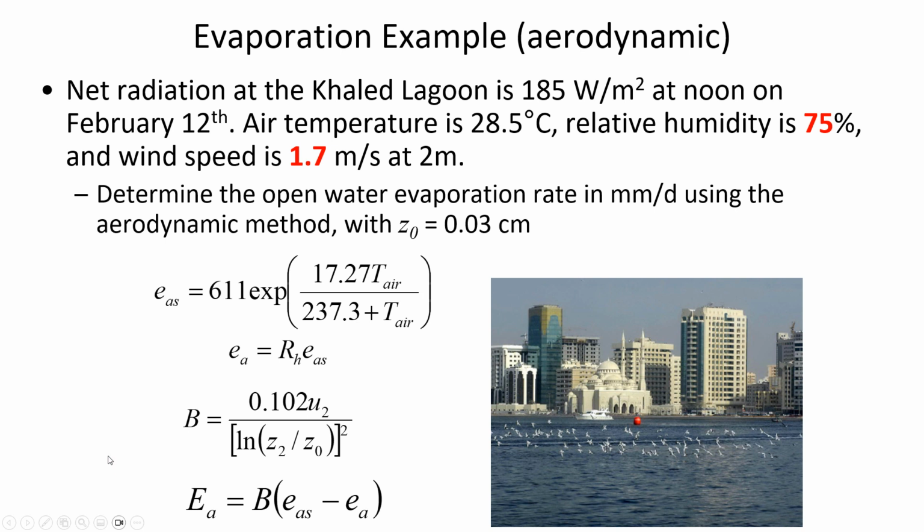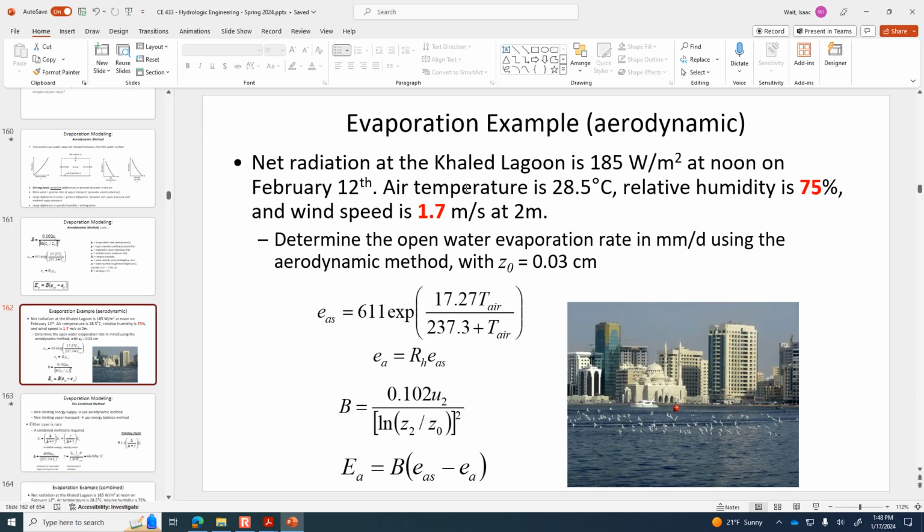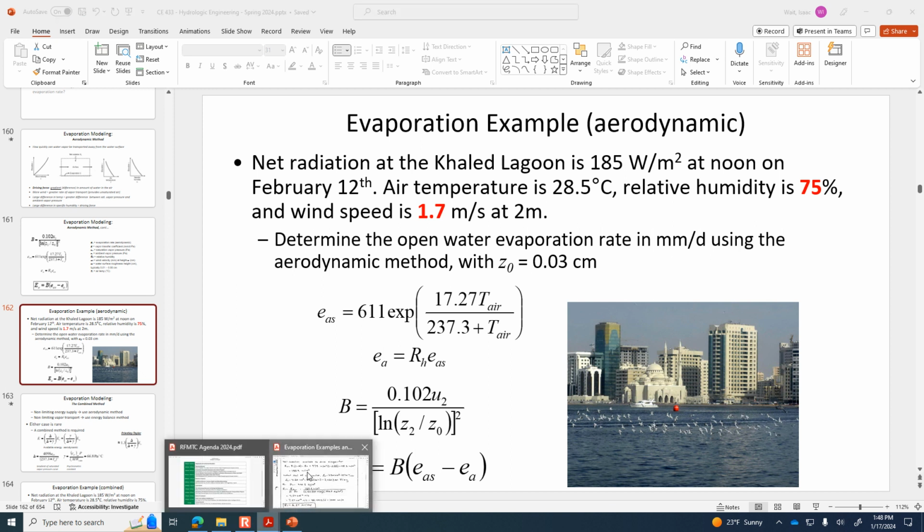So since we're running low on time, let me just show you the calculations for this one, and then that'll set us up on Friday to answer the question: how do you reconcile the two methods? One looking at energy, one looking at aerodynamics. Which one do we pick? We'll answer that on Friday. But let me just take you through the rest of this example where we are using the humidity and the wind speed to estimate the aerodynamic component of evaporation.